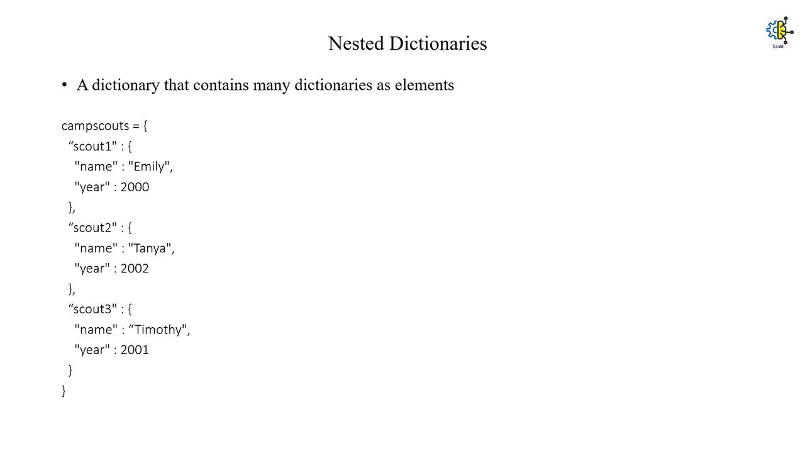Now, what are nested dictionaries? A dictionary that contains many dictionaries within itself as elements is known as a nested dictionary. As you can see in the given example, Camp Scouts is a dictionary. But within Camp Scouts, you can see that there are many small dictionaries stored as its elements. So, Scout 1, Scout 2, and Scout 3 are specific dictionaries which are stored within the bigger dictionary Camp Scouts, making Camp Scouts a nested dictionary.